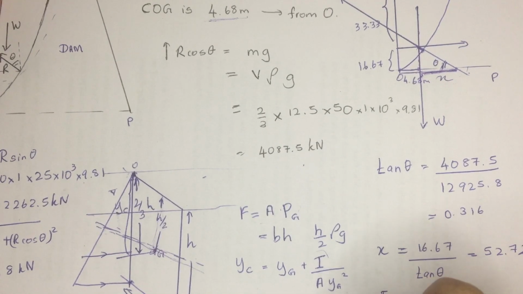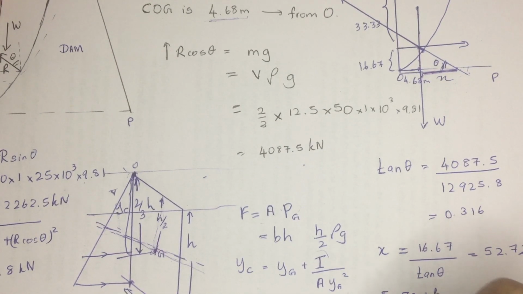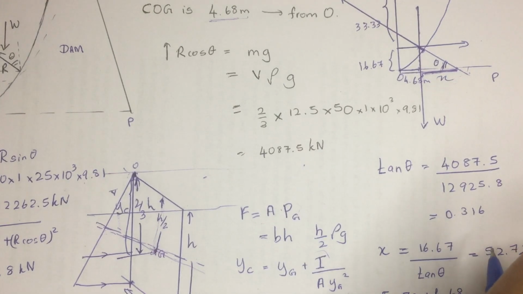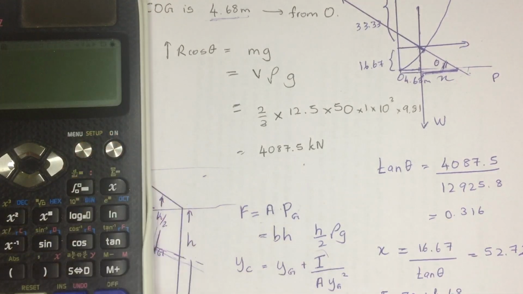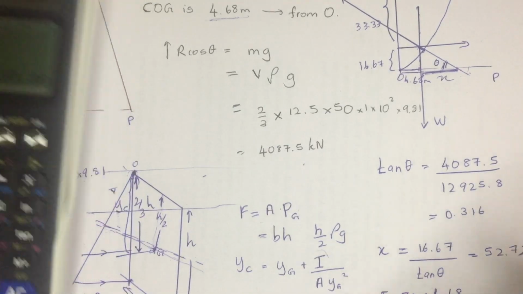So the thing is, if you get this point from the O, you need to add this 4.68. So 52.71 plus 4.68, you are going to get 57.39.